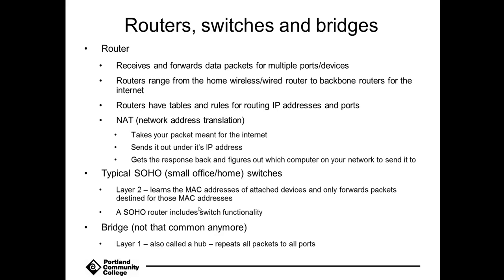So let's talk about some other types of networking hardware. So I've been throwing out this word, a router, and a router receives and forwards data packets for multiple devices. And a router can range from the little thing that might be somewhere in your closet or your desk or whatever, to a backbone router for the internet. And these are big, refrigerator-size type machines. Routers have tables and tools for doing the network address translation that we talked about.